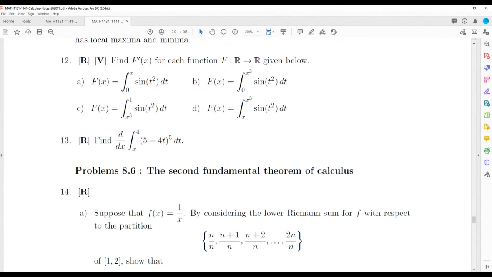So in 13, you've got the dummy variable is t, so you can swap that out, who cares what it is, and x is the independent variable, right? So this whole thing here is a function of x. So what do we do when we differentiate it?